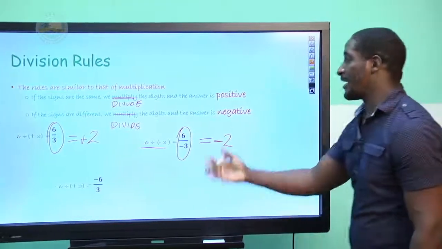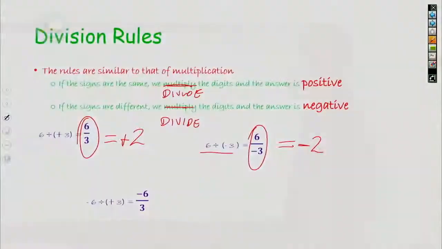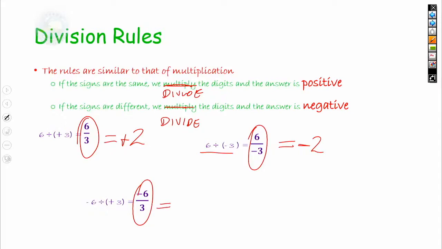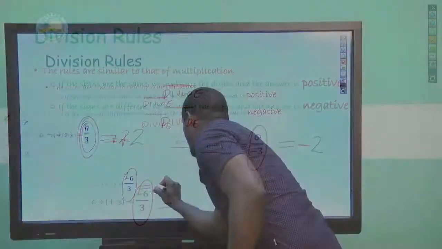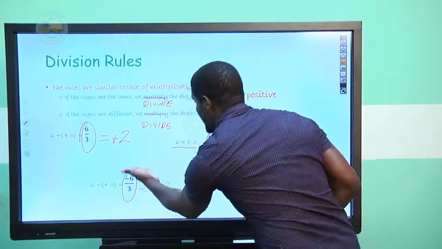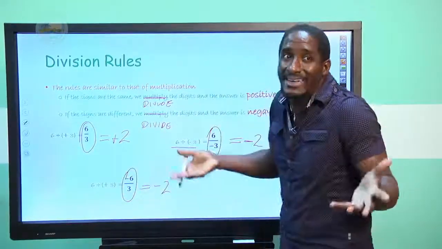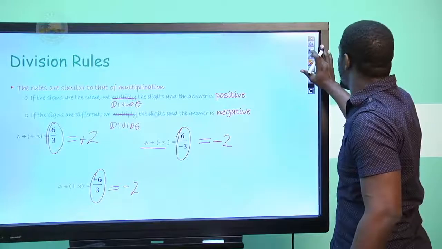Look here. Negative 6 divided by positive 3. Signs are different again. Remember, this negative 6 divided by positive 3 can be represented in this format. So it's negative 6 all upon 3. Signs are different. My answer is going to be negative 2, because 6 divided by 3 is 2, and the sign is going to be negative.